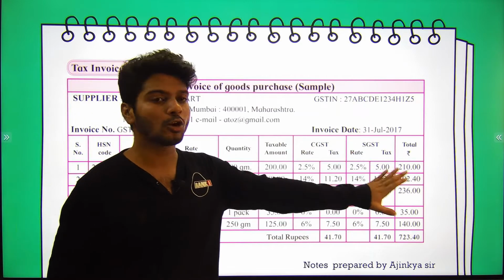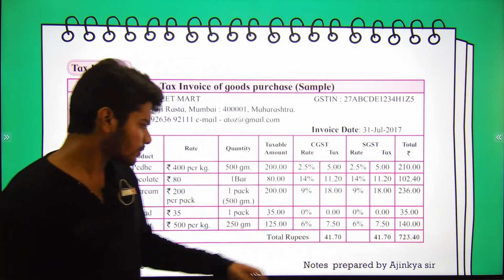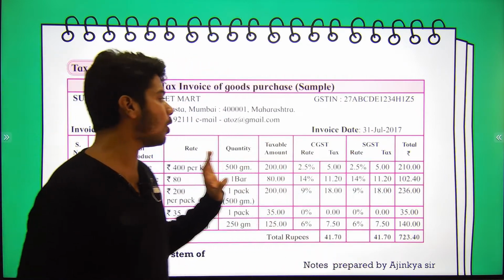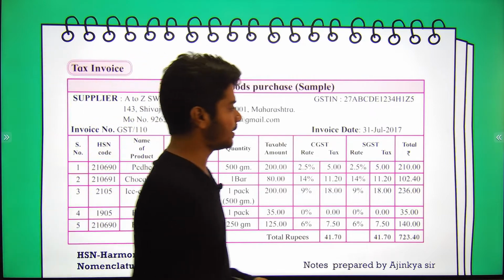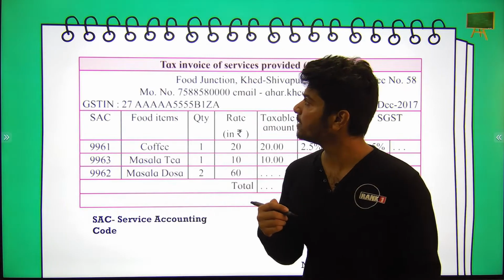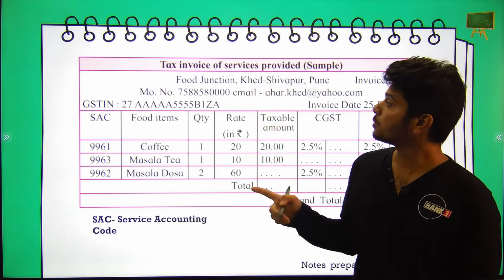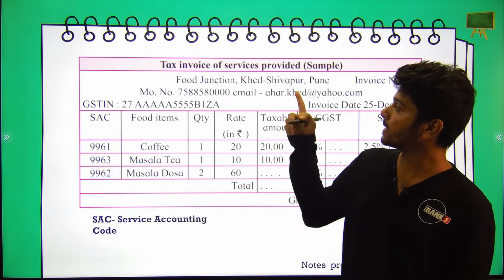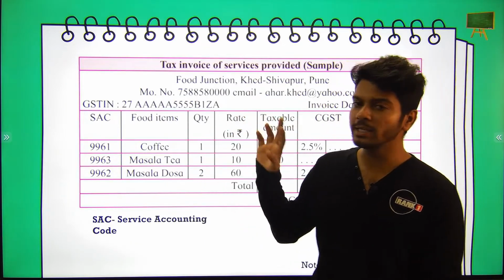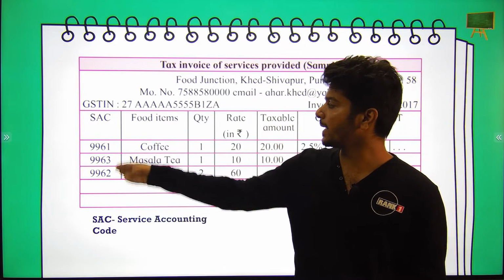These are the major columns and total. These are the columns which you will obviously find in the bill. Let's see one more: tax invoice of services. So there is a tax invoice of goods and a tax invoice of services. These are the two things you will get.